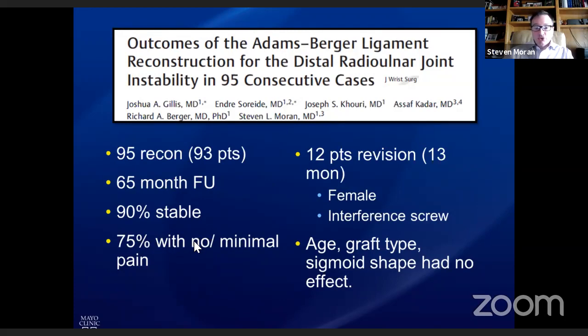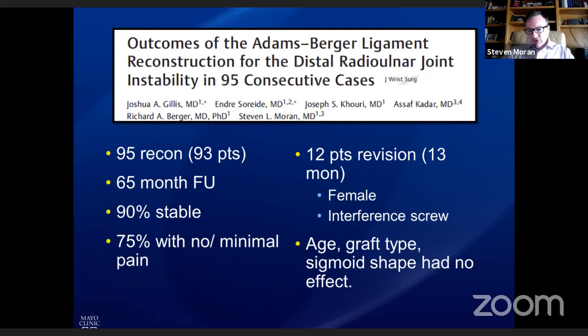75% of them had no to minimal pain. And nothing is perfect, and 12 patients did require revisions, and the average time to revision was 13 months. The things that were associated with revision were female gender, and that may be because of the smaller bone tunnels. Originally, the use of their own palmaris may have been a smaller diameter. We're not entirely sure. And also, interestingly, the use of an interference screw during our modification.